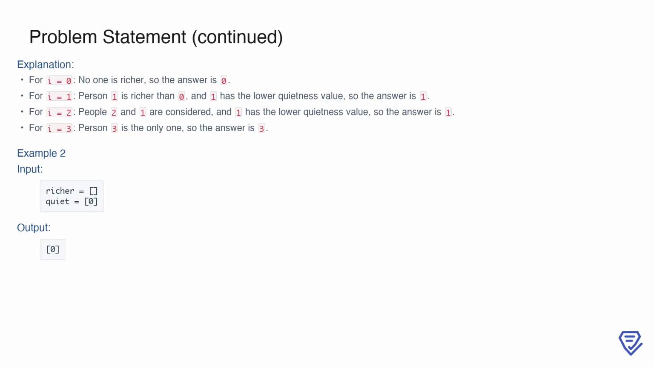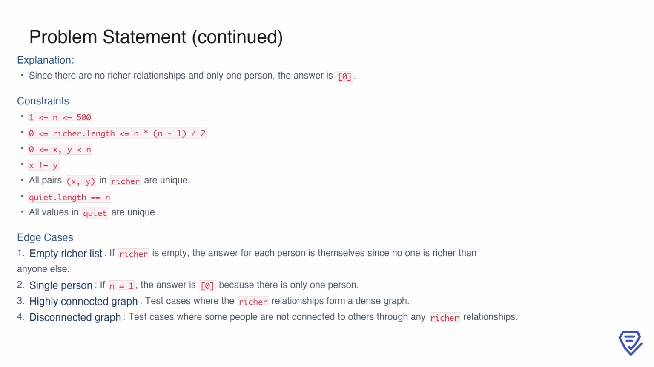Another example highlights a simpler case. If the richer array is empty and quiet is [0], the output is [0]. Here, since there are no richer relationships and only one person, the answer is simply the person themselves, because there are no richer relationships to consider, and only one person exists.